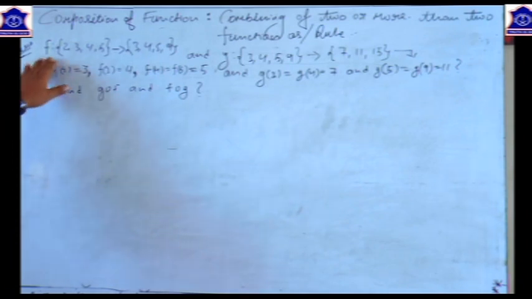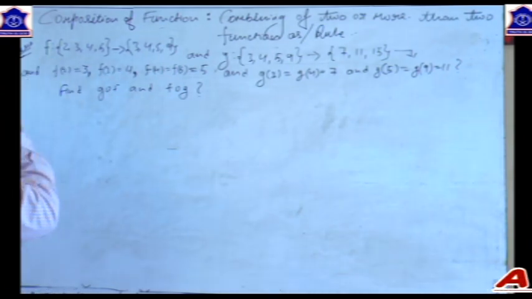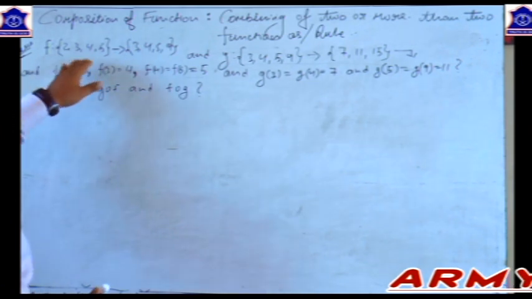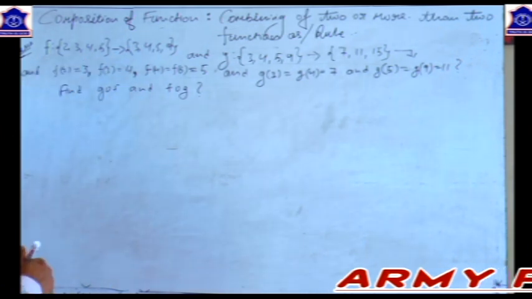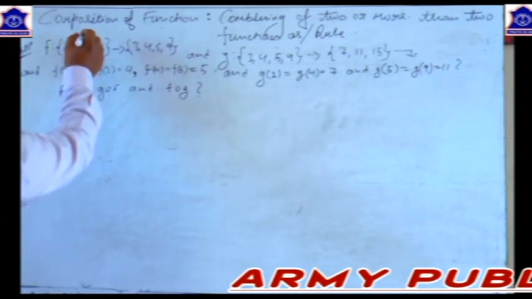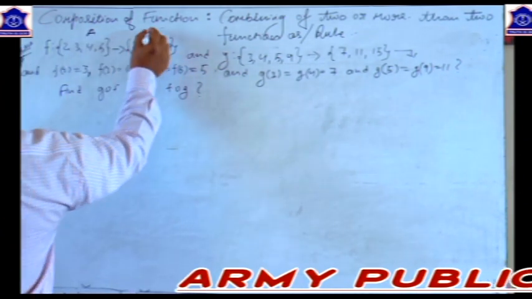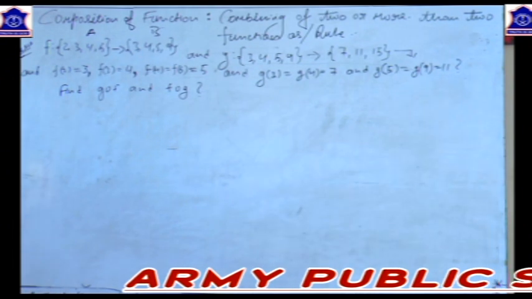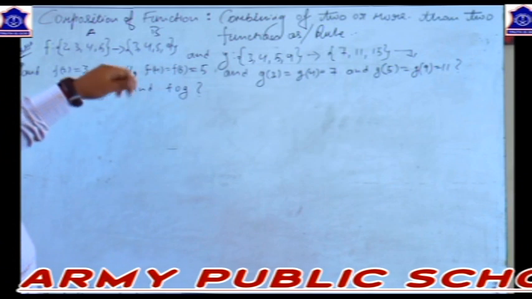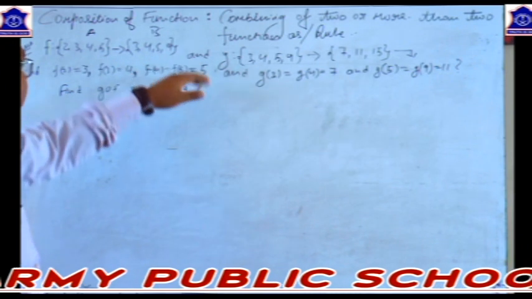The question is that f is a function from a set which contains elements 2, 3, 4, 5 to a set which contains elements 3, 4, 5, 9. The sets are not named here, so let us consider the first set as A and the second set as B. So f is a function from A to B, where the elements of A are 2, 3, 4, 5 and the elements of B are 3, 4, 5, 9.